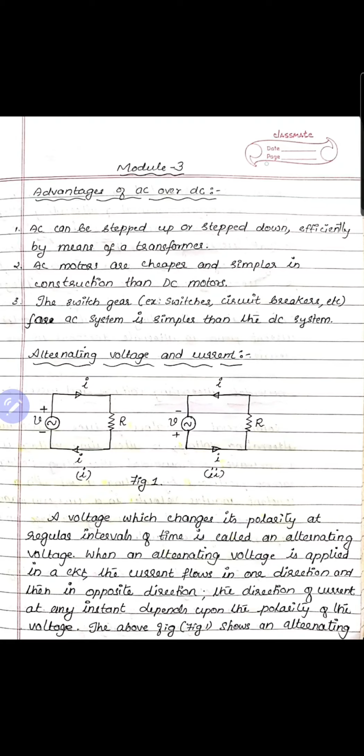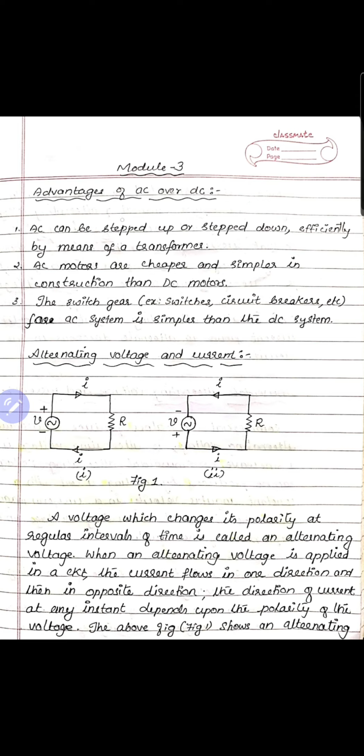Next we are going to deal with the third module. Before that, we can say that up to the second module we dealt with or studied DC, but in module 3 we are going to study the topic of AC. Why are we using AC rather than DC, or what are the advantages of AC over DC?